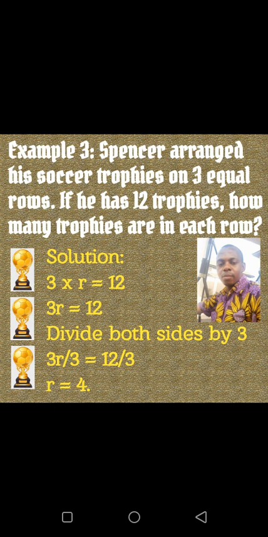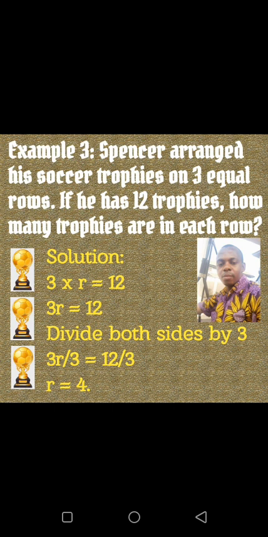As we can see before the solution, there are 3 soccer trophies arranged in 3 different rows. Now if Spencer has 12 of these trophies, the ones we can see here are just 3. So if he has 12 of these, arranged equally in rows, how many trophies are in each row? So that will give us 3 rows times, because we don't know how many are in each row, so we represent that with r.